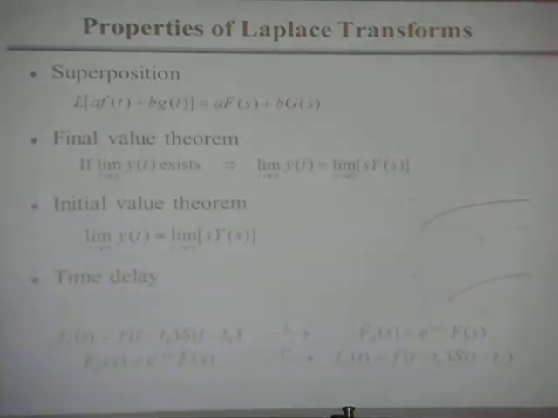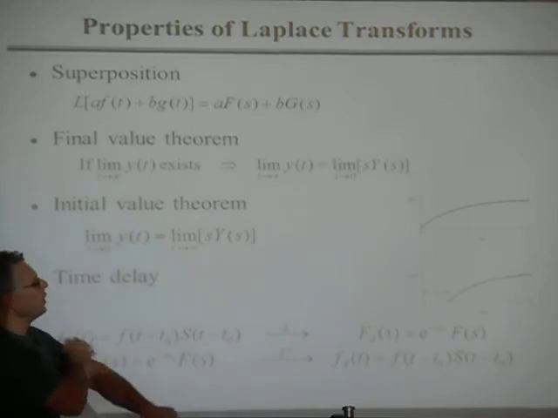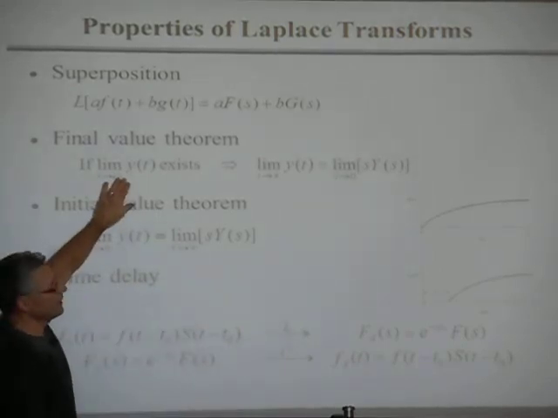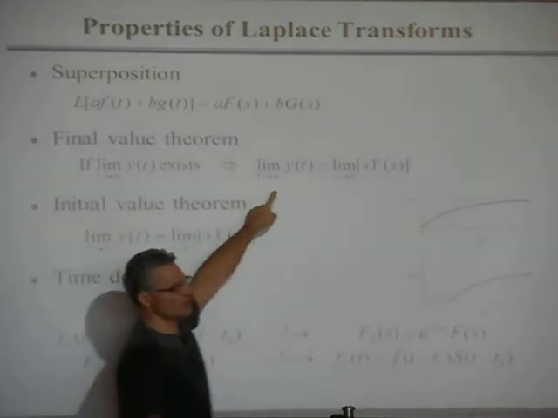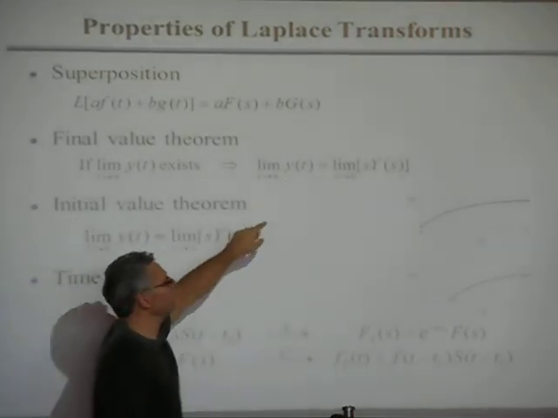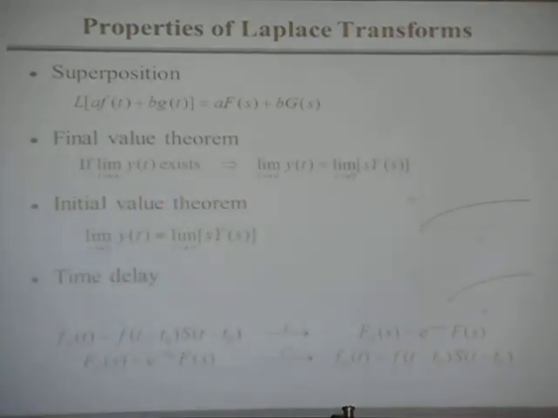Now there's a caveat here. You have to know this limit exists in the first place. If this limit does not exist, in other words, if y becomes unbounded as t goes to infinity, this is not true. But soon you'll be able to look at Y of s and know whether this is true or not directly from Y of s. You'll see. So that's useful.